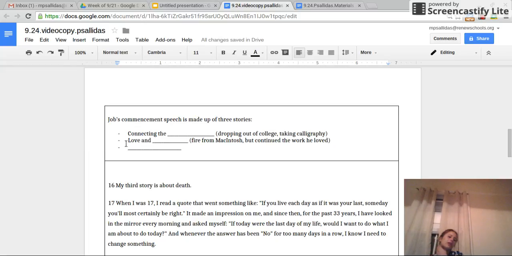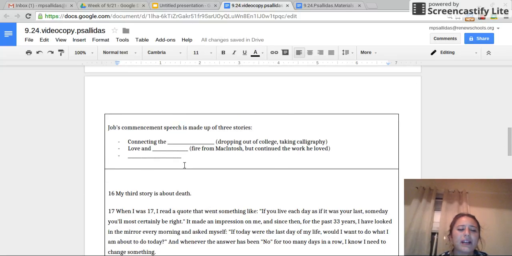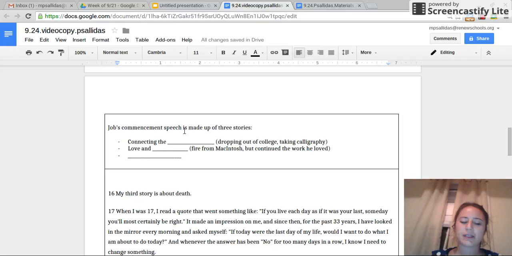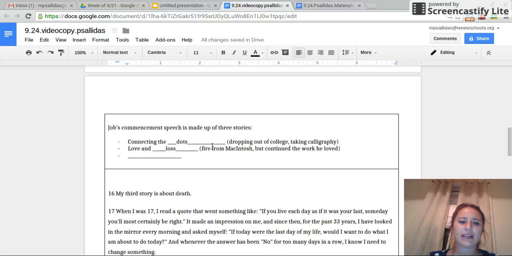Okay, so you should have just circled whatever things you felt and seen that there are many different feelings you can have while reading a text. But we're going to finish up analyzing tone today because Jobs' commencement speech, flip to this page, is made up of three stories. The first story was about connecting the dots. That was when he talked about dropping out of college, taking that calligraphy class and what it taught him. The second story was about love and loss. We read that yesterday, how he got fired from Macintosh, but then still continued the work he loved.